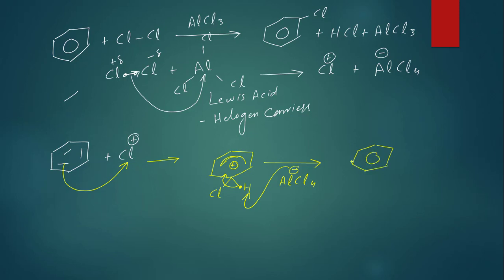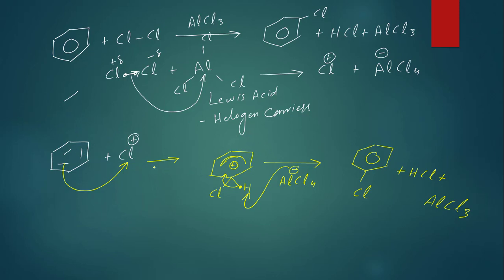This is our product chlorobenzene, and this Al, then H, and this Cl will become HCl, and we will get our remaining catalyst AlCl3, aluminum trichloride, as our catalyst. So this is the mechanism of the chlorination reaction.